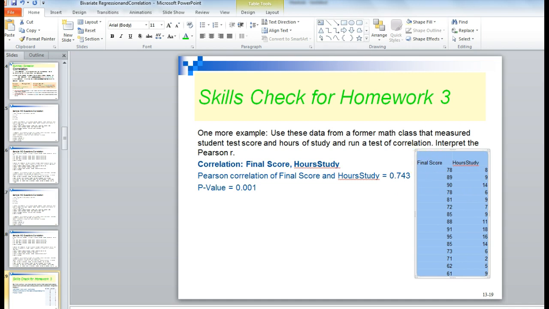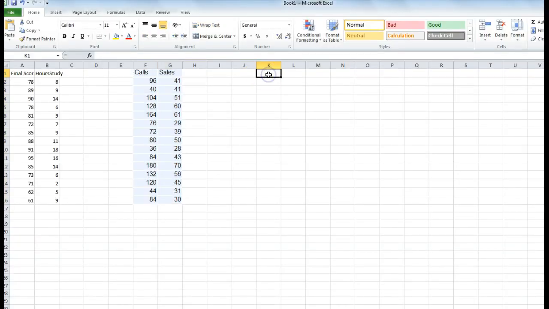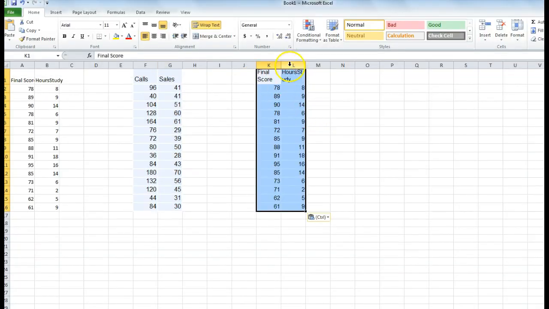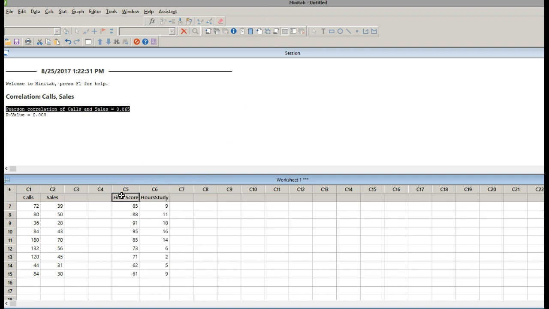So we want to take these data and copy them into Minitab. Let's see if that'll work this time. Nah, it doesn't work straight. So what I do is I'm going to go into Excel first, and then from Excel, copy and paste into Minitab. That seems to work better. So here we have final score and hours of study. So students' hours of study and then their final score. We want to test to see if there's a correlation and then interpret the correlation coefficient.